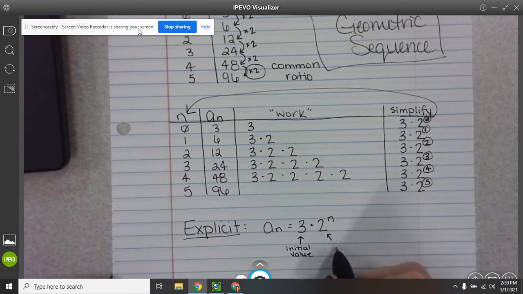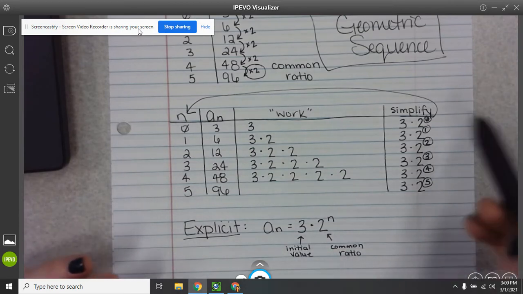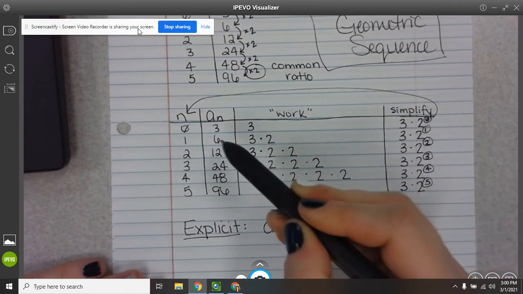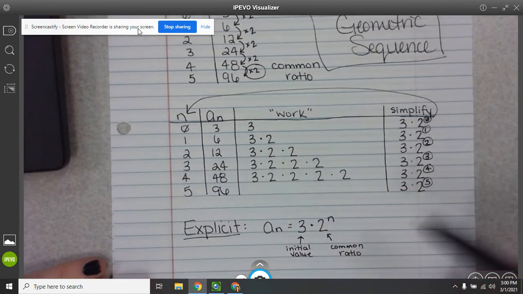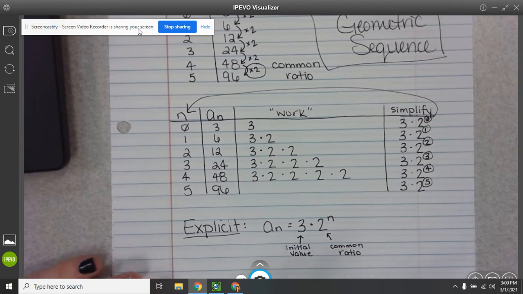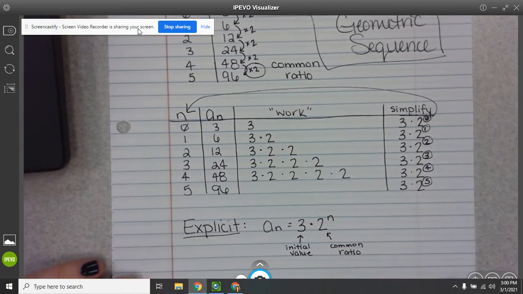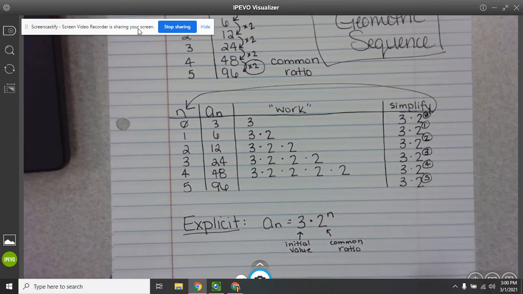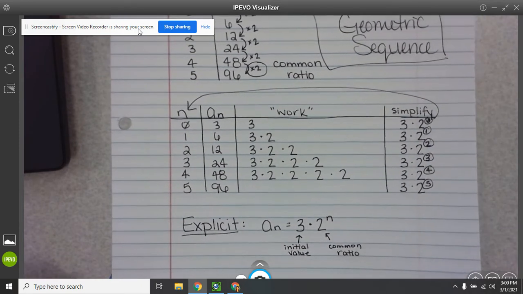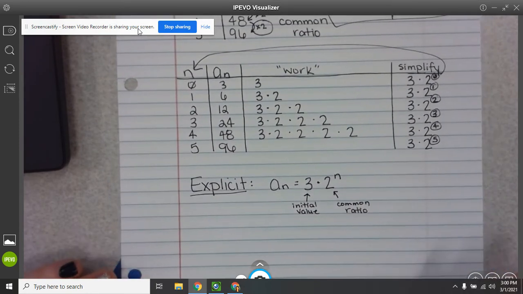This times 2 is my common ratio. And we're going to talk about how our exponents relate in an example I'm going to do with you in just a minute. But remember, it's always my initial value and my common ratio, just like it was with an arithmetic sequence.